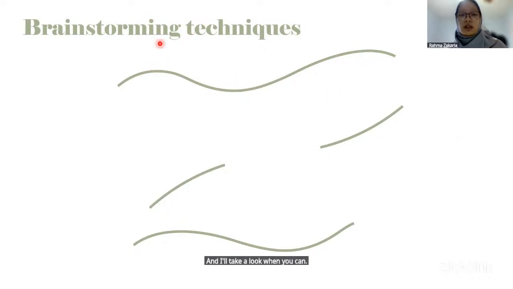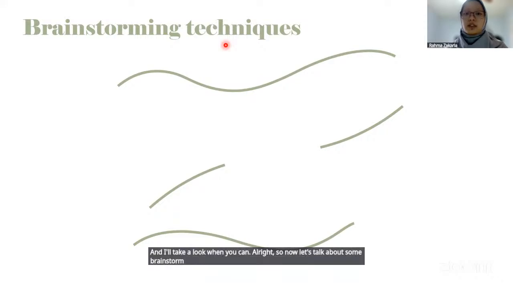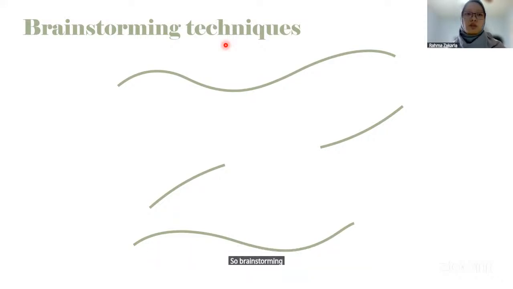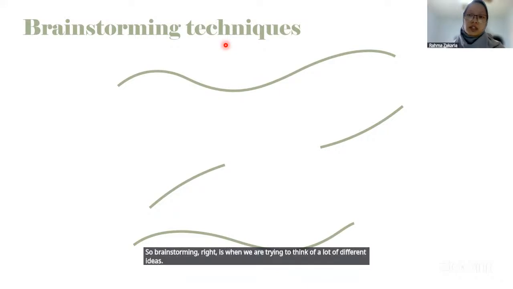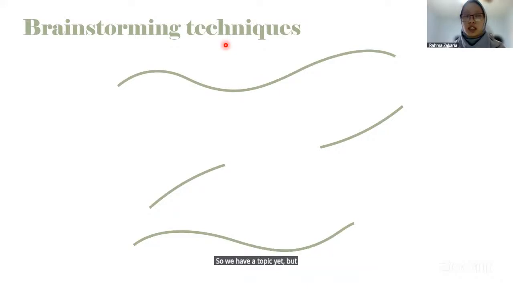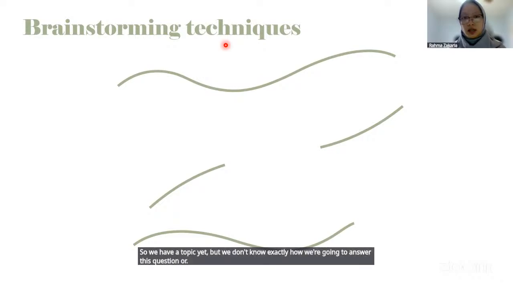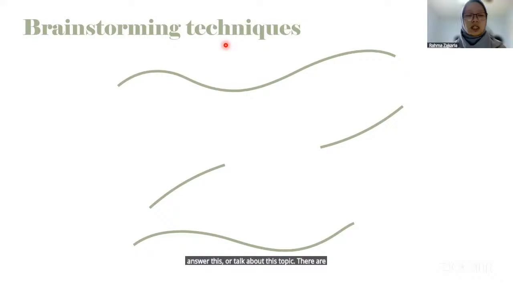All right, so now let's talk about some brainstorming techniques. So brainstorming, right, is when we are trying to think of a lot of different ideas. So we have a topic yet, but we don't know exactly how we're going to answer this question or talk about this topic. There are a lot of different possibilities, so we want to first just list all of the different ideas that we can, and later on we'll go through and be able to pick out the ones that we like. So there are a lot of different ways you can brainstorm.